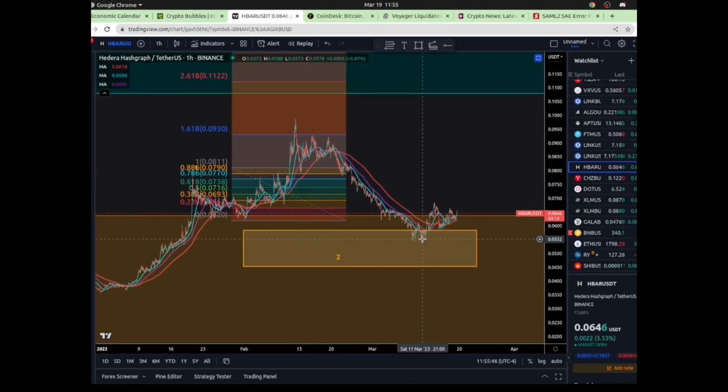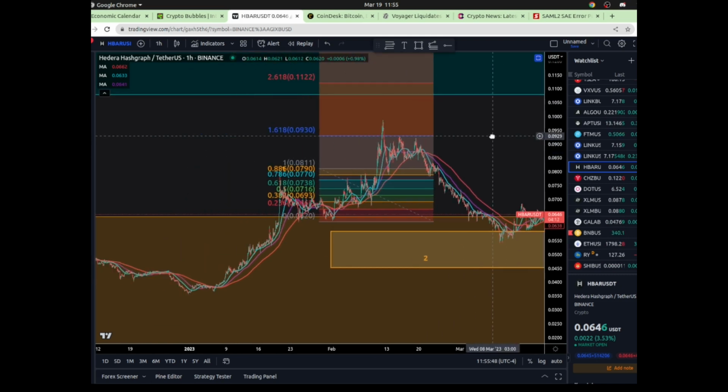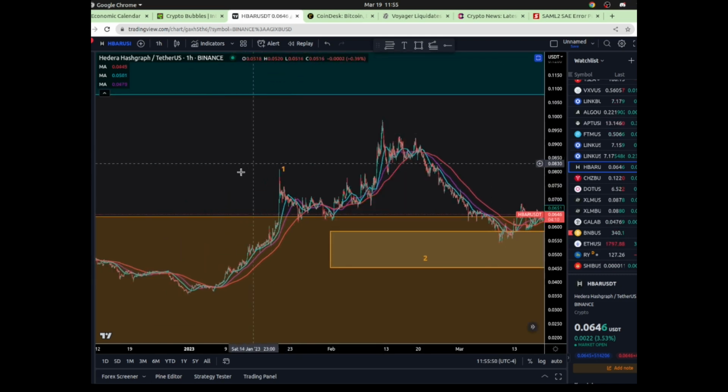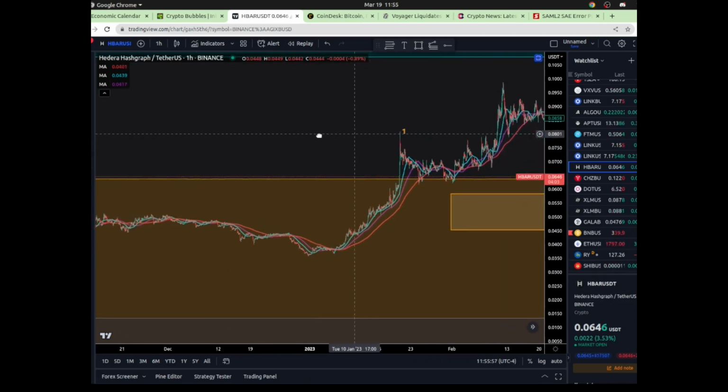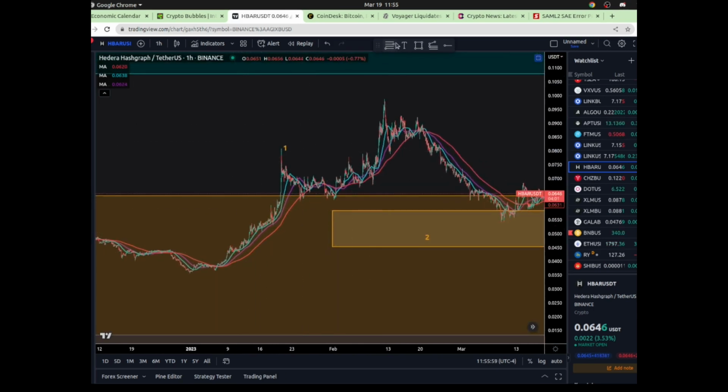And I believe we completed the C. Are there other ways to count it? Well, here, no. So this is our first impulsive movement. And once again, I cannot count.